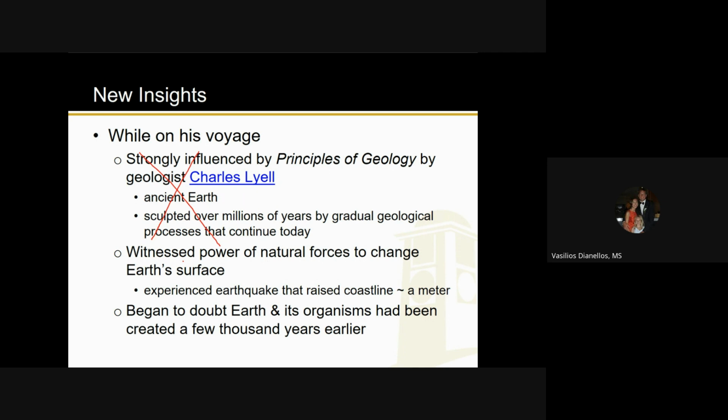I keep wanting to say South Africa, but South America. There was an earthquake, and in that earthquake, he saw the coastline raised by 1 meter, which doesn't sound like much, right? That's about 3 feet. But think about that. That's at once, right? So imagine how much things could change over millions of years. So because of all this, he began to doubt that Earth and its organisms had been created a few thousand years earlier. So any questions about this slide?